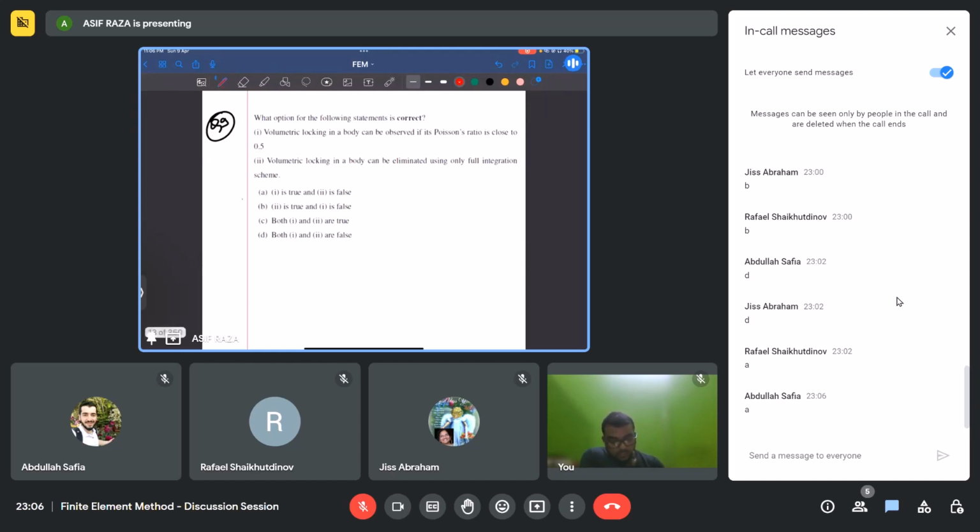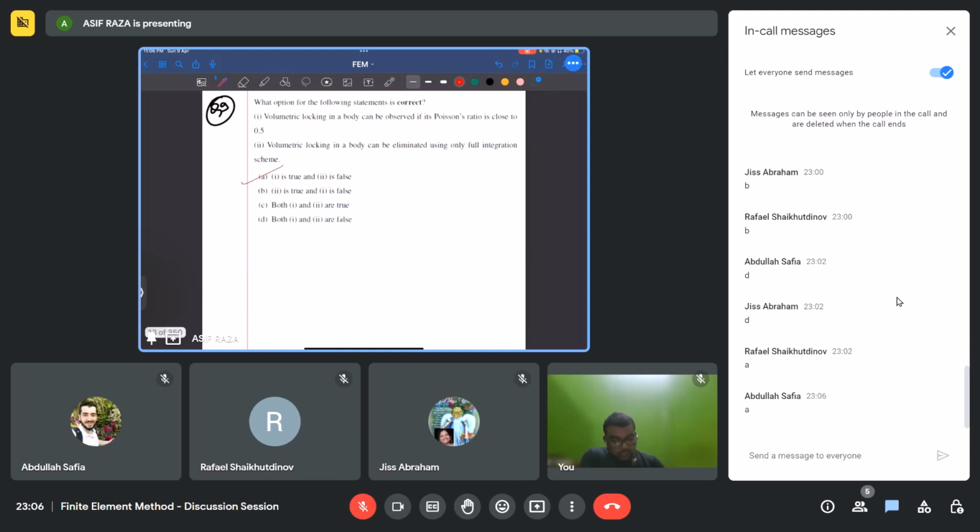Okay, I'll just say yeah, option A is correct. The first statement is quite correct: volumetric locking in a body can be observed if its Poisson ratio is close to 0.5. The second statement, volumetric locking in a body can be eliminated using only, this is quite wrong. We can use selective reduced integration too.